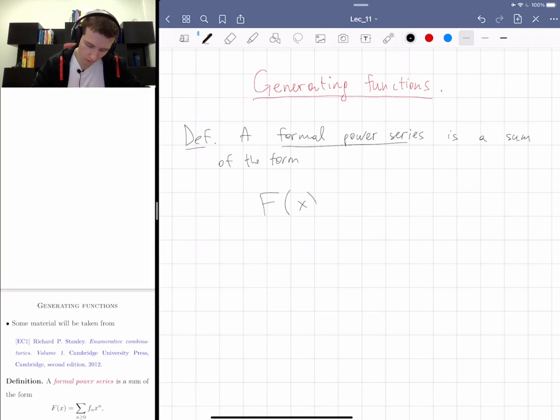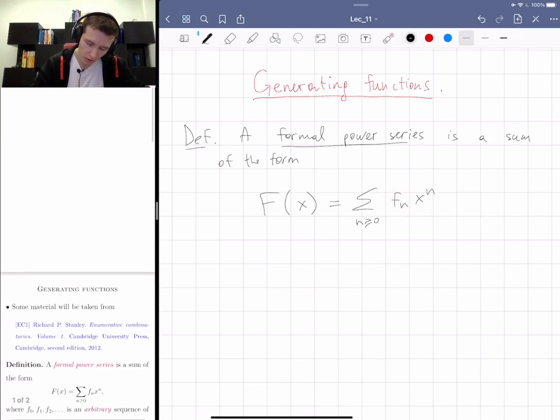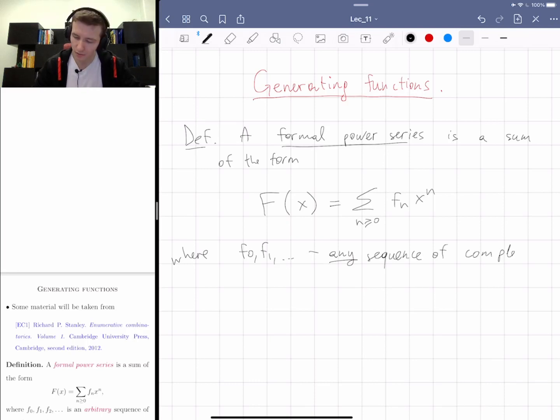where f0, f1, and so on go up to infinity. Just take any arbitrary sequence of, let's say, complex numbers. Mostly we're going to consider integers, but complex numbers.